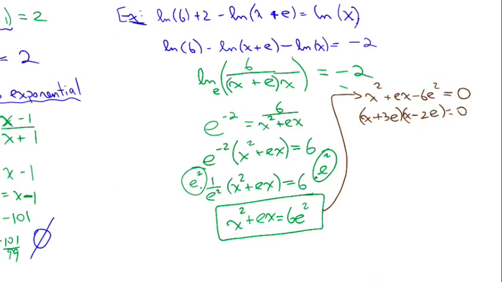And if you FOIL this out, you'll see that you get negative 2ex, positive 3ex. When you add those together, you just get ex. When you multiply the last, you get positive 3e times negative 2e, which is a negative 6e squared. So my answer is going to be x is equal to negative 3e, or x is equal to 2e.